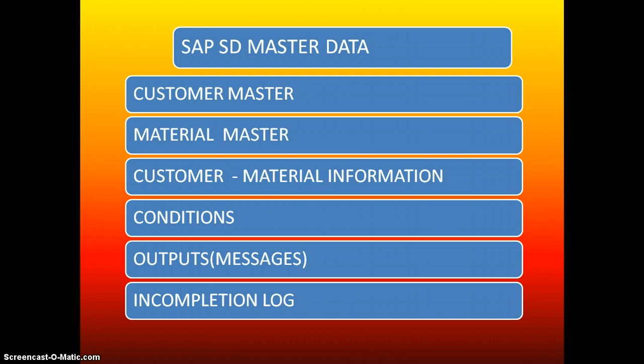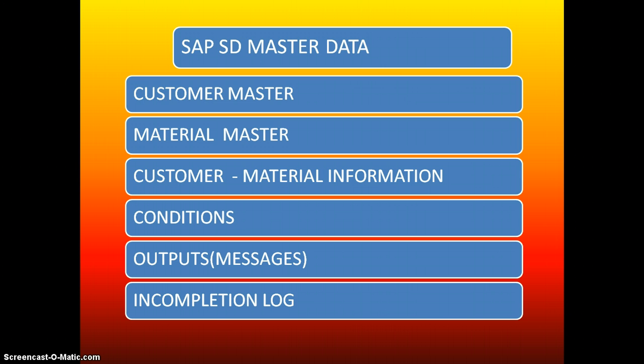Whereas transaction data is business data, and most of the time it changes according to the business. For example, from the sales and distribution point of view, we will create a number of inquiries, quotations, sales orders, and deliveries. These are the transaction data. Transaction data is data which changes according to the business process.